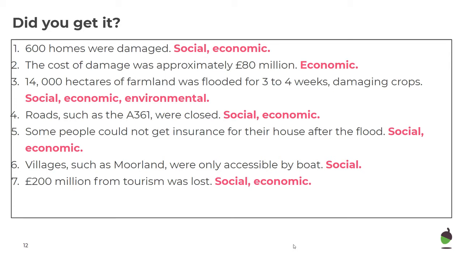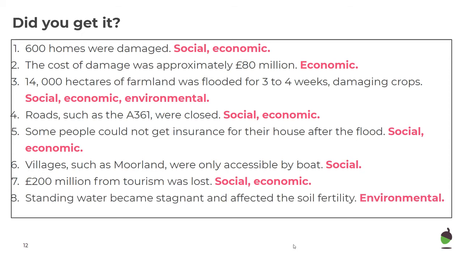Number 7. £200 million from tourism was lost. This would be social and economic. It's social because less people were able to visit and enjoy the area, but also economic because there's been a loss of tourist income to the area, and this also can affect jobs. And number 8, standing water becomes stagnant and affected the soil fertility. So stagnant water can smell unpleasant, and if it affects the soil fertility, this can affect future plant growth. So make sure that you check your answers and make sure that you've added in any additional notes that you need.